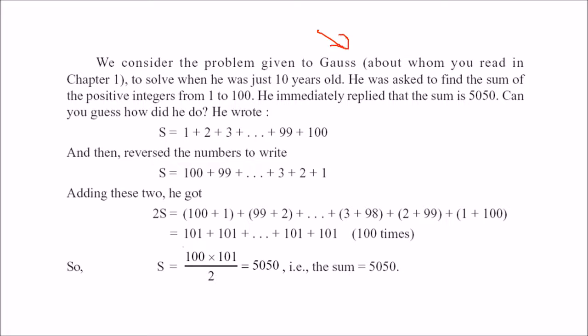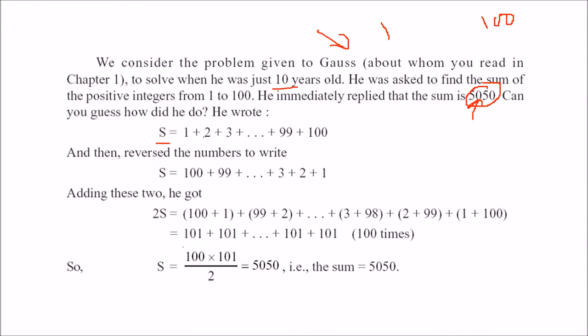Gauss, the famous mathematician, when he was 10 years old, was given a problem. He was asked to add the positive integers 1 to 100, and he immediately replied that the sum is 5050. Can you guess how he actually arrived at this answer?